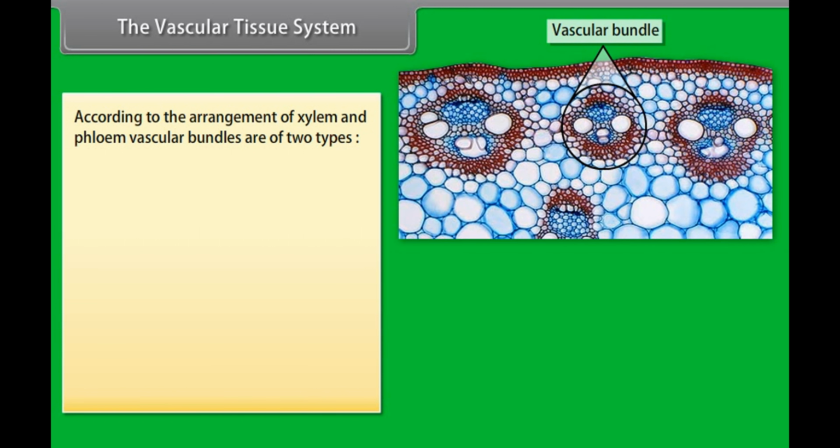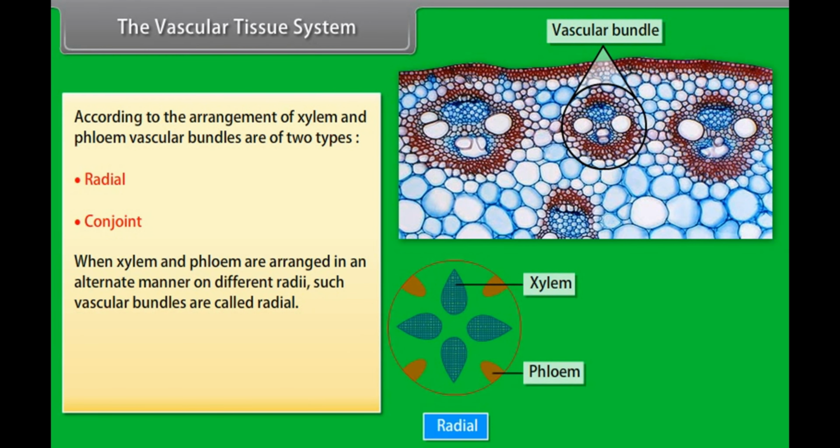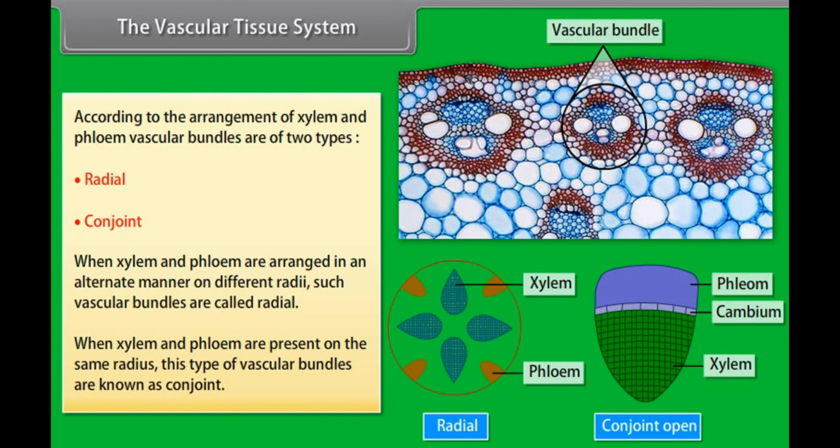The vascular tissue system. According to the arrangement of xylem and phloem, vascular bundles are of two types: radial, conjoint. When xylem and phloem are arranged in an alternate manner on different radii, such vascular bundles are called radial. When xylem and phloem are present on the same radius, this type of vascular bundles are known as conjoint.